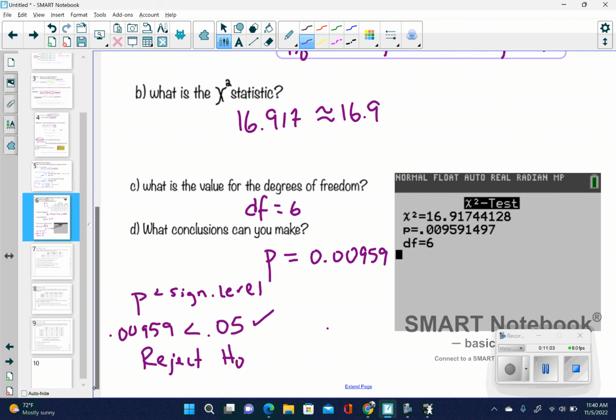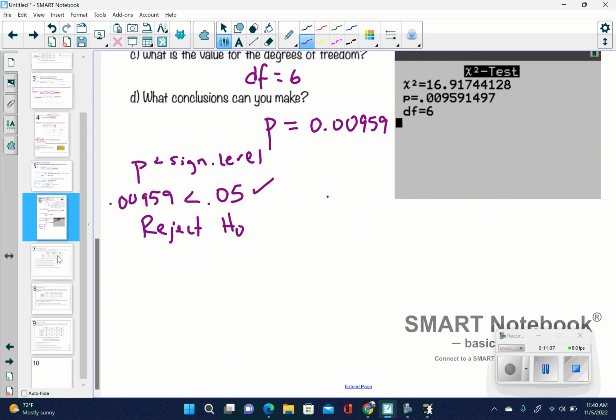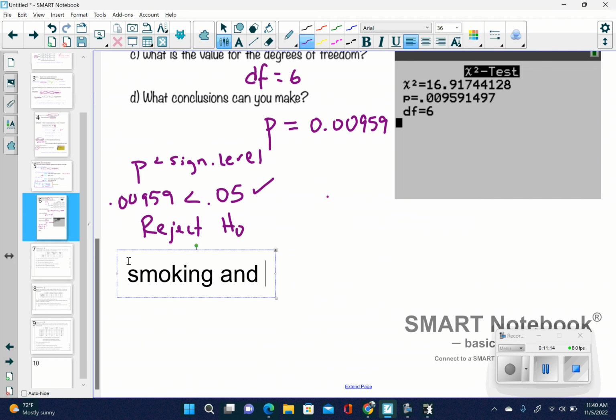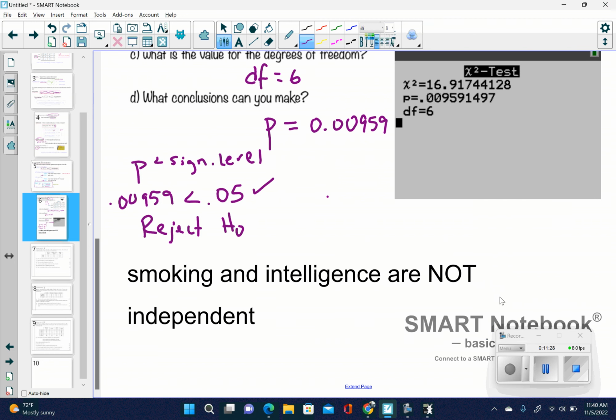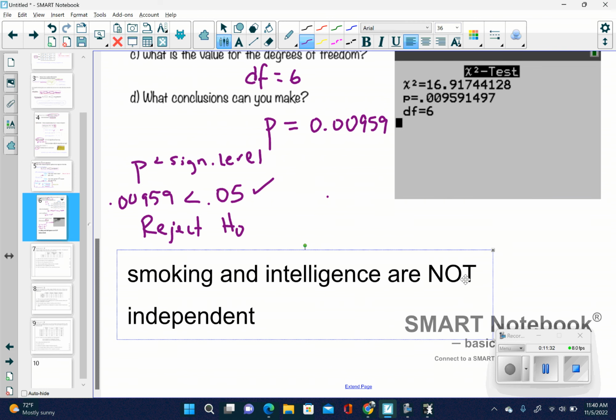So what we just did, since we are rejecting the null, what we can say is that smoking, let me see if I can just go ahead and write this down. So smoking and intelligence are not independent of each other, which means that somehow they are related to each other, right? If they're not independent, that means that they are somehow related to each other. So that is the only thing that we can conclude.